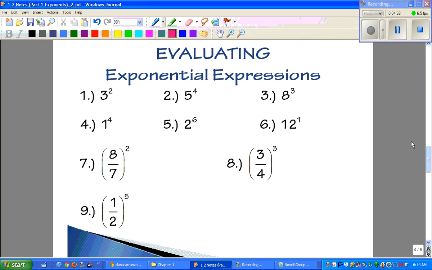Now, evaluating the expressions. We know that 3 squared, 3 is my base. It means 3 times 3. Hopefully that one's not too difficult: 3 times 3 is 9. Some of these you might need a multiplication chart. Now, 5 to the 4th. 1, 2, 3, 4. I'm going to break these down. 5 times 5 is 25. Multiply those two together and you get 625. That's actually the last one on your multiplication chart.